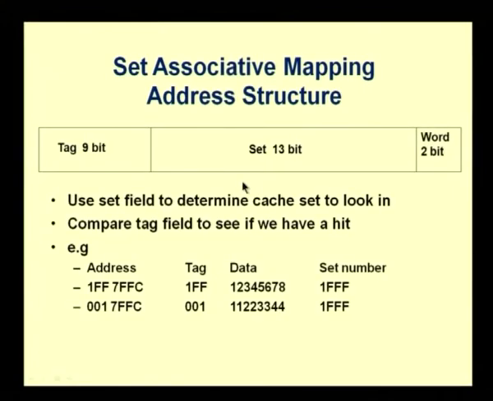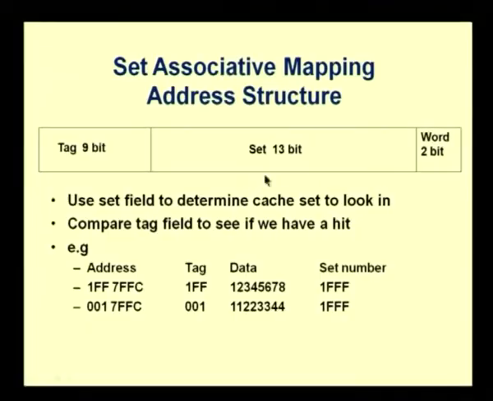If you had a set associative mapping, now what will happen is your entire address field will be divided into 3 parts. Why do we need 3 parts? Because we need to identify which set it is and then identify within that set which particular block it is. That is done with the help of the tag field. So, we have 3 fields here: tag field, set field and the word field.